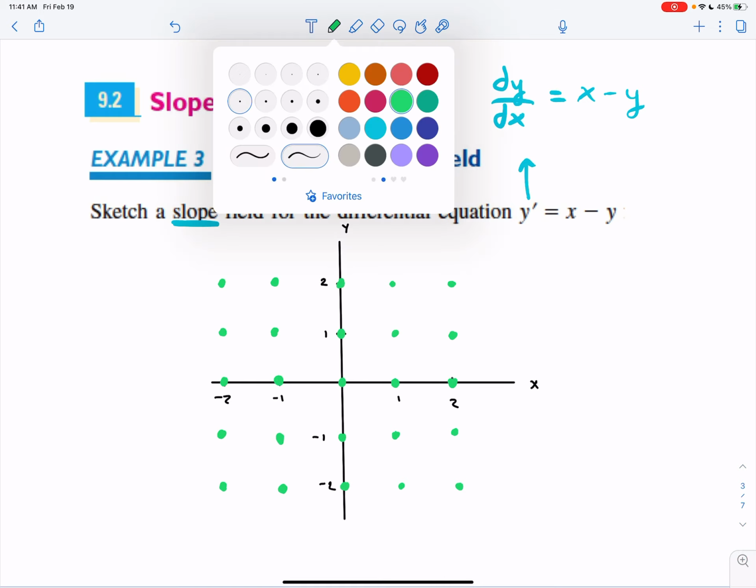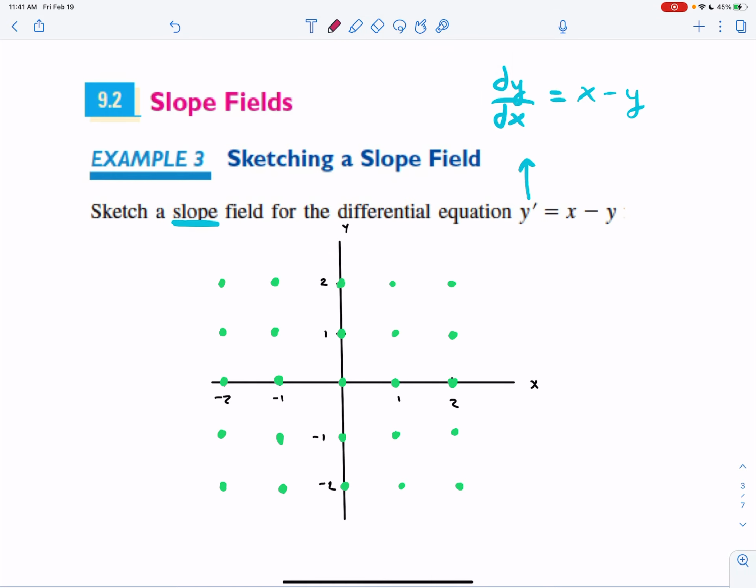So for instance, let's say we're looking at this point right there. That is 2, 1, where x is 2 and y is 1. What we're going to do is plug it in. 2 minus 1 is equal to 1. So we know that the slope at that point is a positive 1. So we're going to draw a short little line with a positive slope. I'll draw something like this. Notice how that line is going upwards. You don't draw it all the way through.